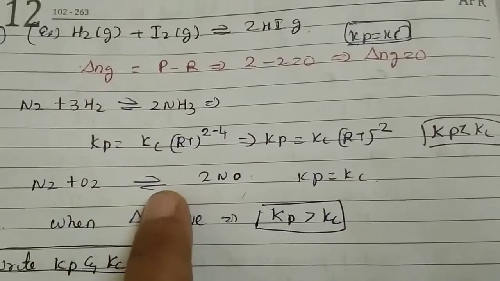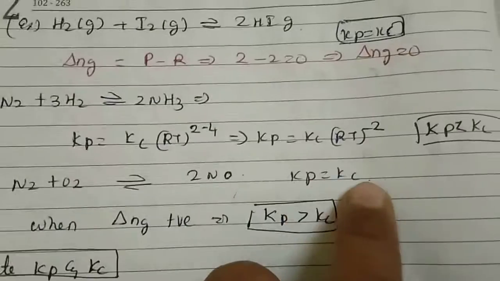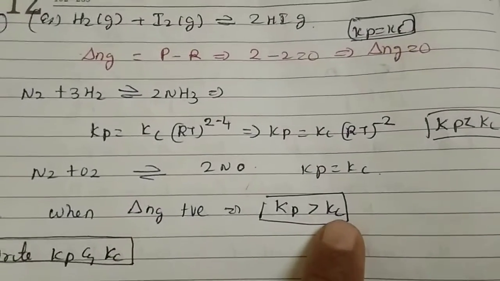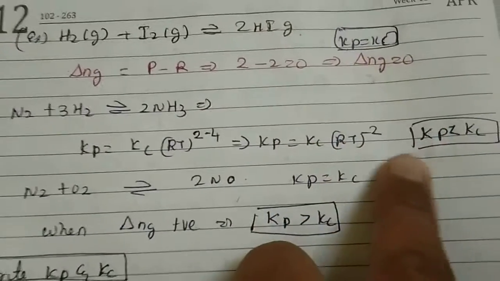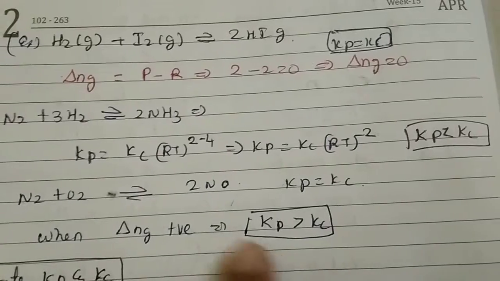N2 plus O2 gives 2NO. So delta Ng value is 0. So Kp equals Kc. So when delta Ng value is positive, Kp is greater than Kc. When delta Ng is 0, Kp equals Kc. When delta Ng is negative, Kp is less than Kc. Delta Ng positive, Kp greater than Kc.